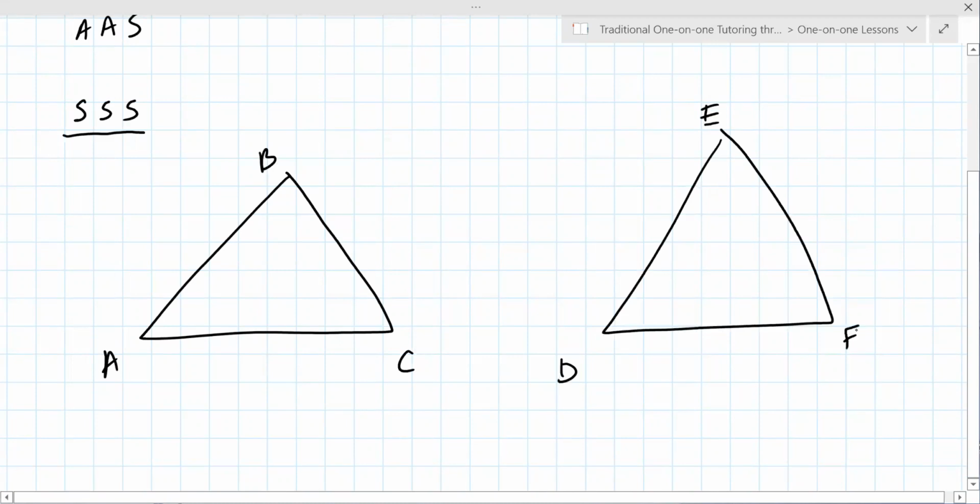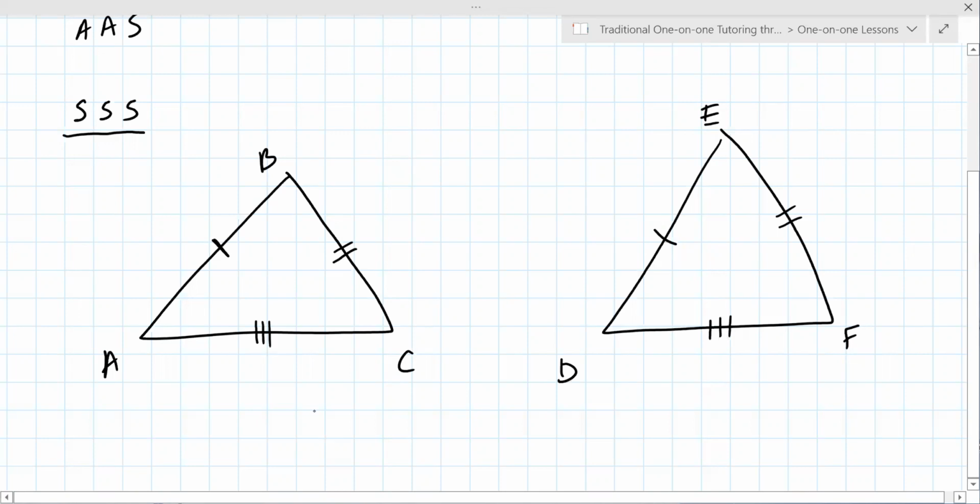Okay, and you have to start with a first side. So it's like AB is congruent to DE. Pretty straightforward. BC is congruent to EF. These are given, by the way. And then lastly, AC is congruent to DF.